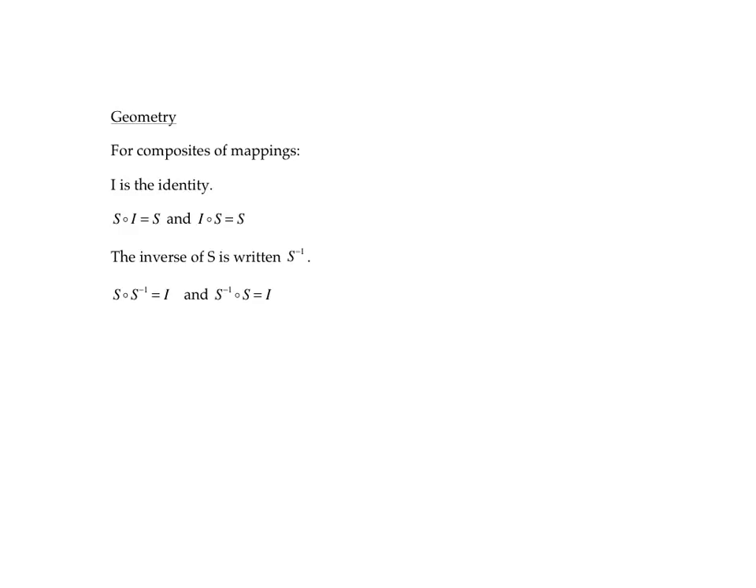In geometry, if we have composites of mappings, we say that I is the identity. So if we do a composition of some transformation S along with the identity, we would get back to our transformation S. The inverse of our transformation S is written as S raised to the negative 1 power. And if we do the composition of S and its inverse, we get the identity. In other words, you would get back to where you started from.